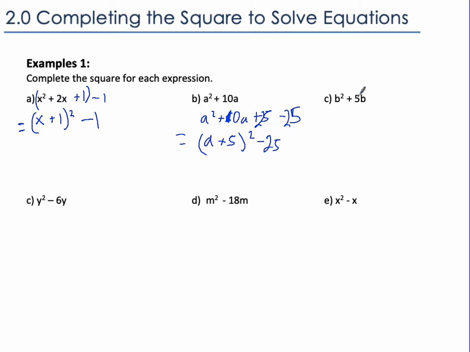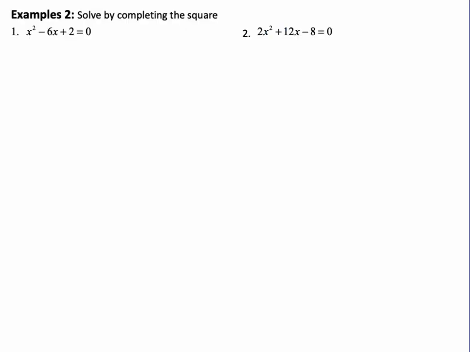Here we'll get a fraction. Half of 5 is 5 over 2. So 5 over 2 squared is 25 over 4. So we'll add that and subtract it. This thing in the middle becomes b plus 5 over 2 squared. And then we've got a minus 25 over 4 here, right? So they all pretty much work the same on this page.